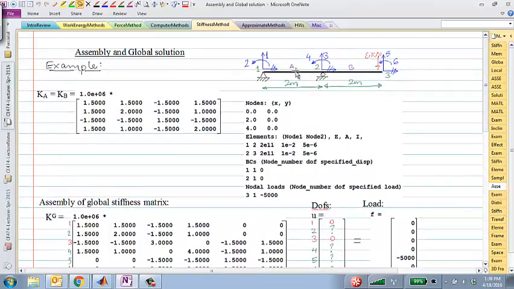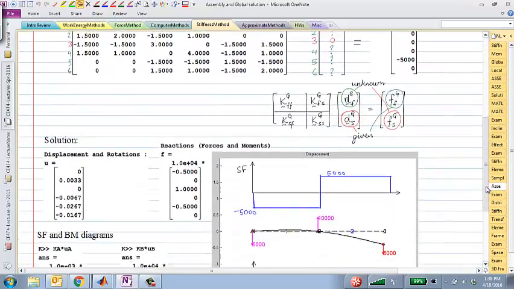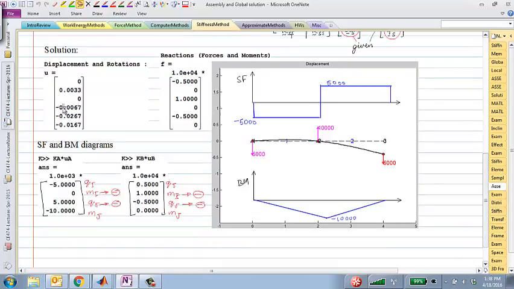So for example, in this problem, there are two elements. The first 4 degrees of freedom, 1, 2, 3, 4, belong to element A, and 3, 4, 5, 6 belong to element B. So if you pick out those, the first 4 degrees of freedom, maybe I'll mark that here as well. So that's first 4 belongs to element A, which I'm calling UA, and the last 4, these are the degrees of freedom that belong to B.